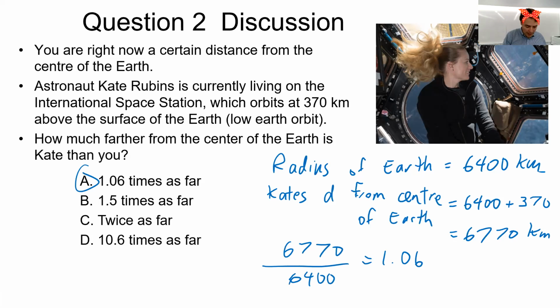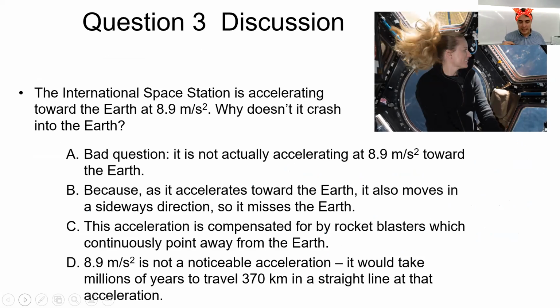Okay, and so that's why the gravity is only 8.9 meters per second squared, this acceleration constant due to gravity at low Earth orbit. So I'm here telling you right now that the International Space Station is accelerating down towards the center of the Earth at 8.9 meters per second squared. So this was the question: why doesn't it just crash into the Earth?